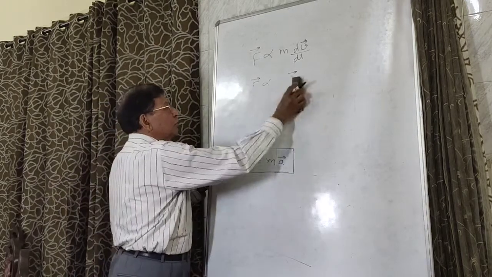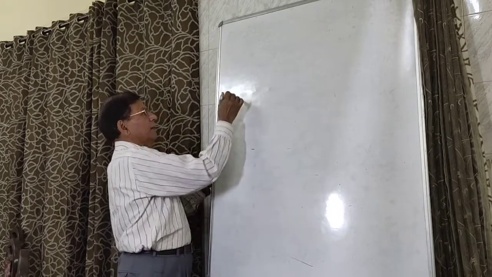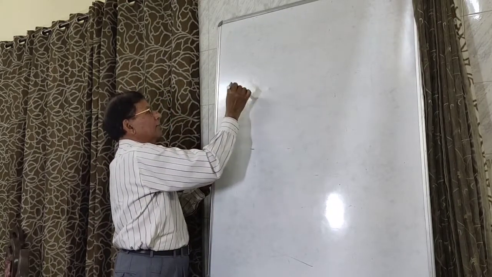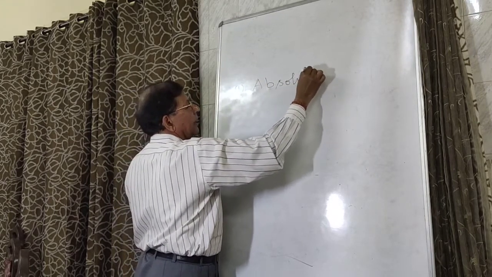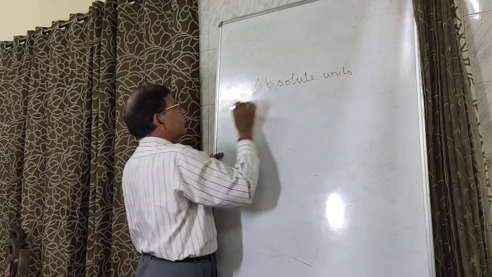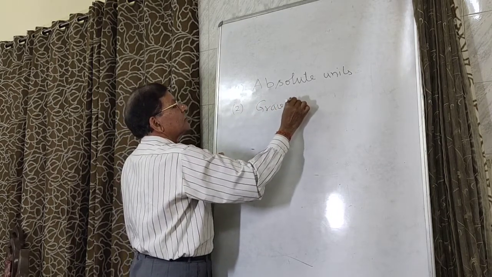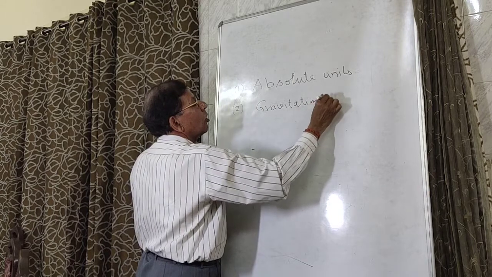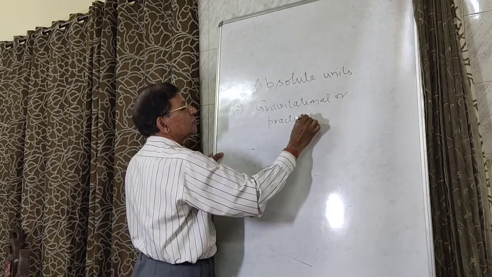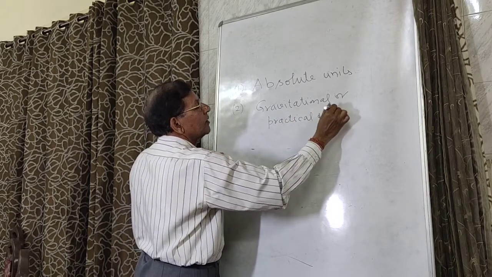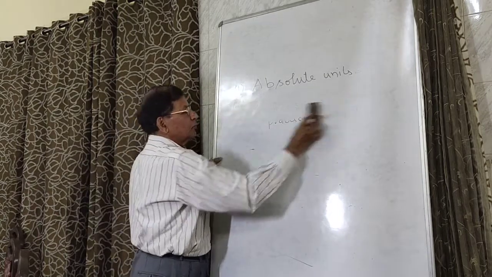Now we come to the units of force. There are two types of units of force. Number 1, absolute units, and number 2, gravitational or practical units. तो पहले हम पढ़ेंगे absolute units.